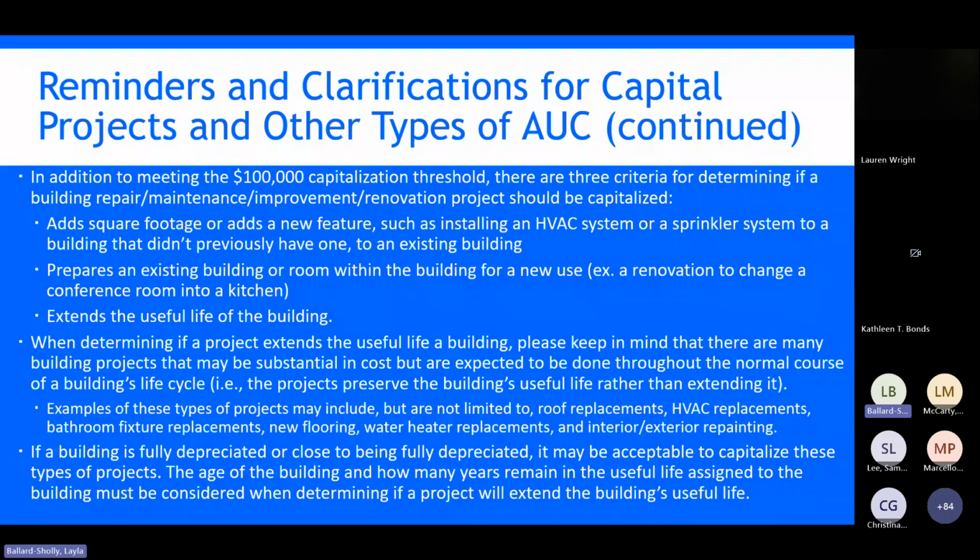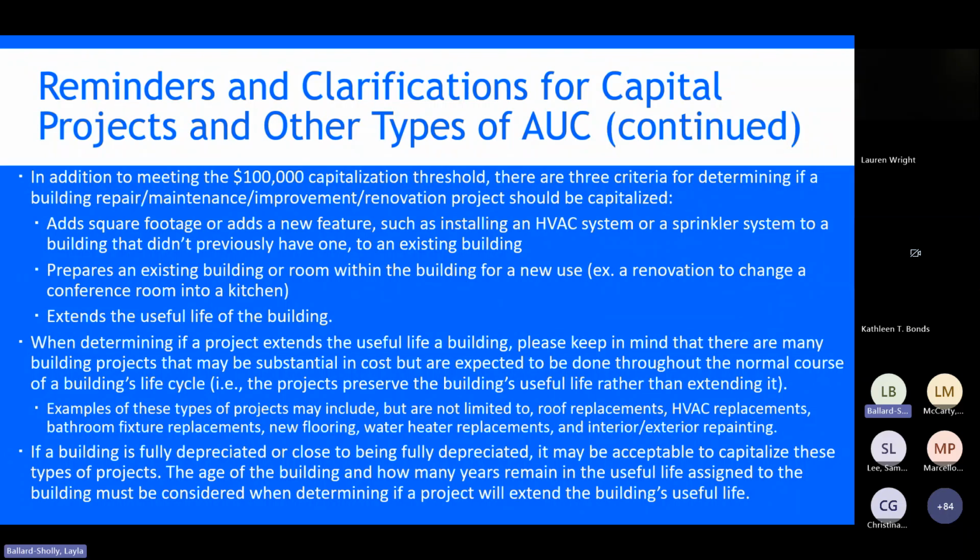There are 3 other criteria for determining if a building repair, maintenance, improvement, renovation, whatever you want to call it, project should be capitalized. The first thing is it adds square footage or it adds a new feature, such as maybe installing an HVAC system or a sprinkler system to a building that didn't previously have one. So if you're just replacing HVAC or a sprinkler system, that may not need to be capitalized. In a lot of cases, it would not be capitalized. But if you had a building that didn't have it to begin with and you're putting it in, then that would need to be capitalized.